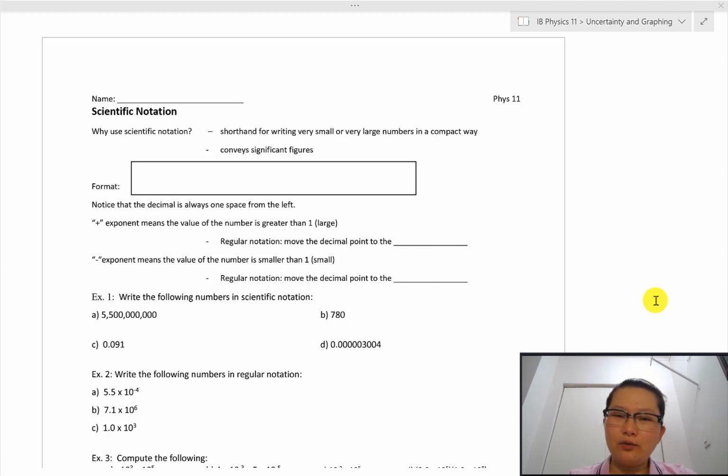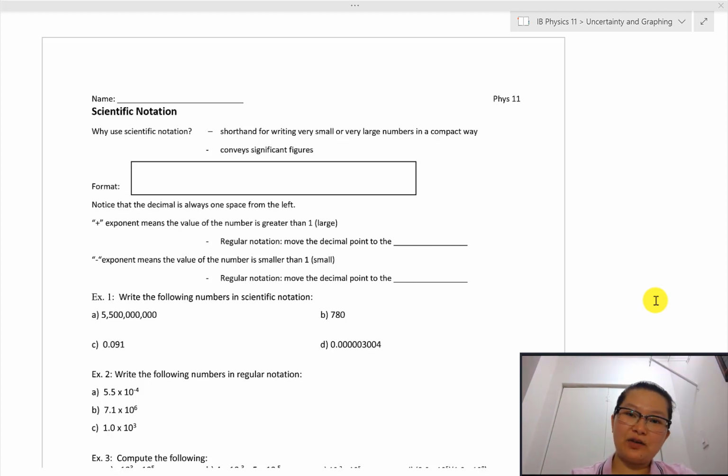Scientific notation, why do we use it in science? It is a shorthand. You don't want to keep writing a bunch of zeros. It's too much. The other reason is that later on we're going to learn something called significant figures. What are significant figures? Numbers that are in scientific notation convey significant figures very clearly. So that's the other reason why we use it.